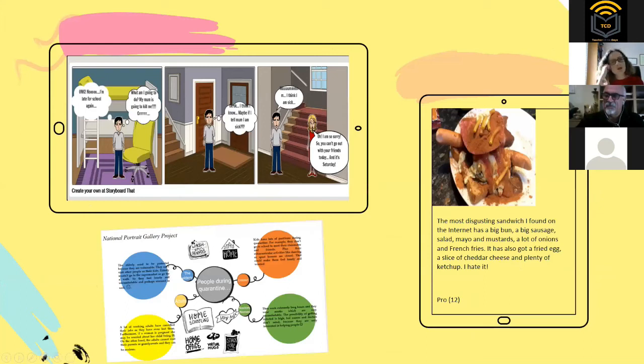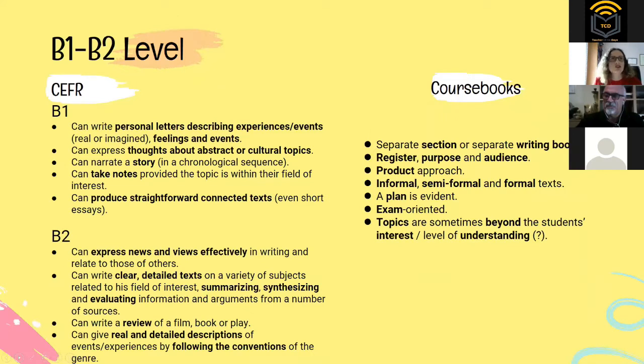So let's go to the B1 and B2 level. These are the most challenging levels for us because, for better or worse, we realize that our students need to write about more abstract topics. They need to produce straightforward connected texts. They need to write clear and detailed texts by summarizing, synthesizing, and evaluating information. They can also write a review. Everything that we ask them to write has to follow certain conventions of the genre.